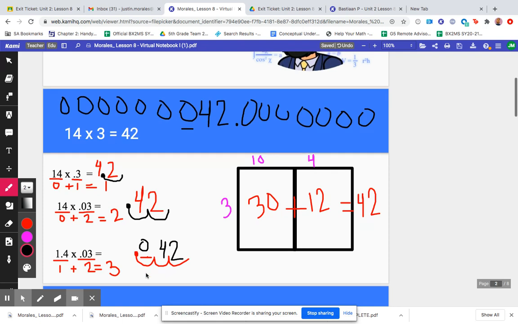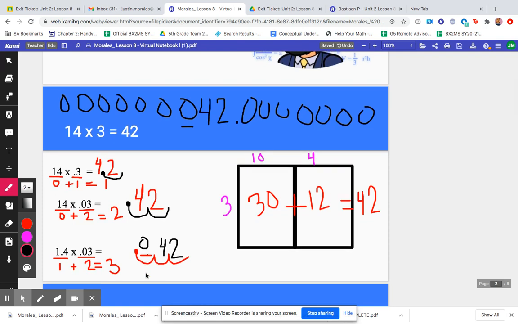So I hope this video helped. And just to fully understand, whenever you see a decimal problem, all you're really going to do is treat them as whole numbers and count the number of digits to the right of the decimal.